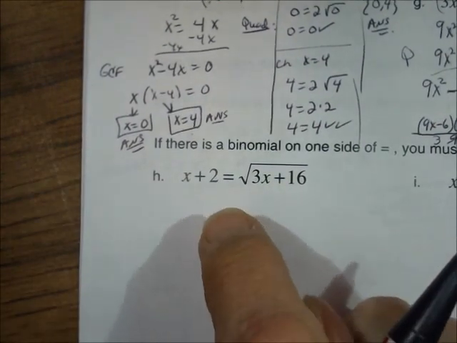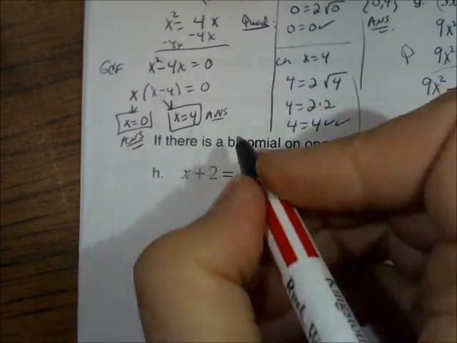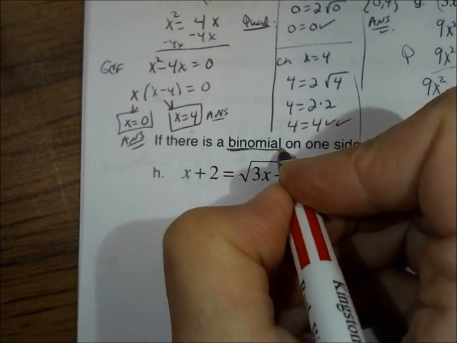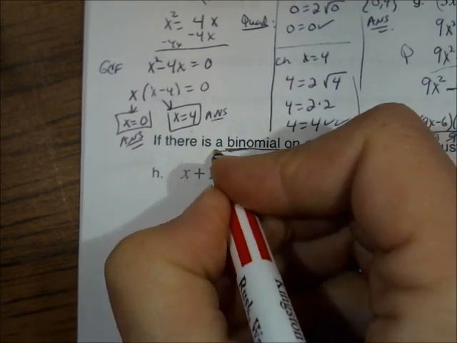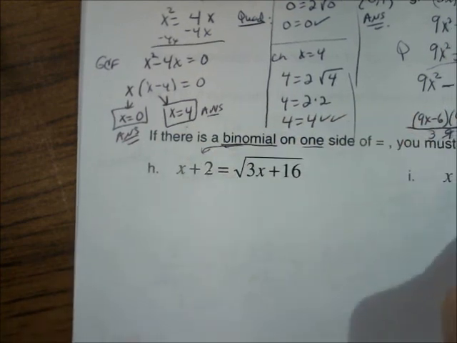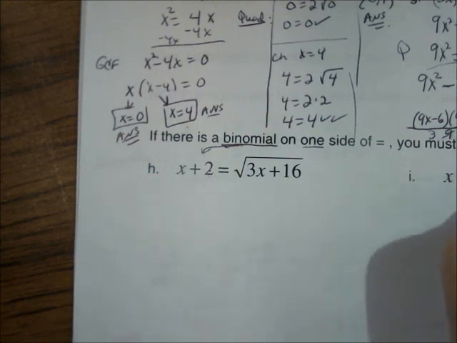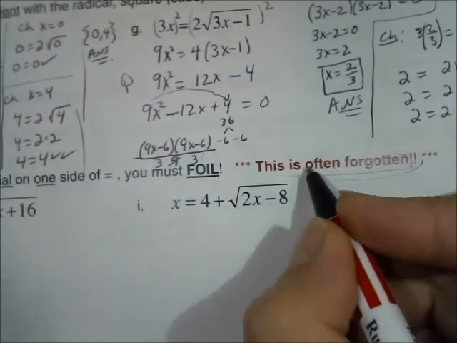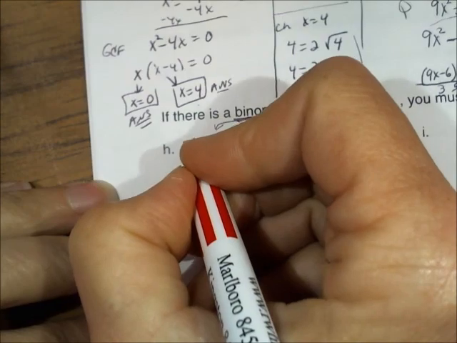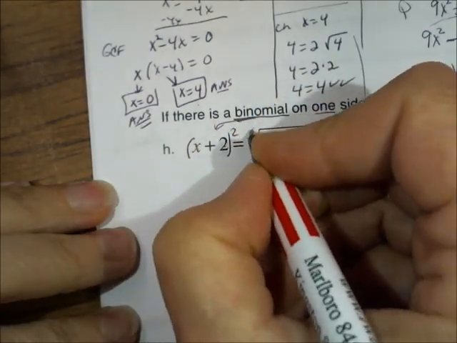Letter H. These are the toughest problems of all because they have a binomial on one side of the equal sign. X plus 2 is a binomial. It has 2 terms. When you subtract 4 from this one, you're going to get x minus 4. That'll be a binomial. So you're going to have to FOIL. A lot of people forget this. So make sure you FOIL these when you square the left and square the right.